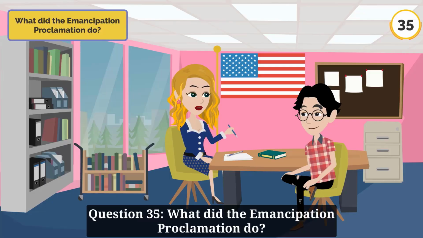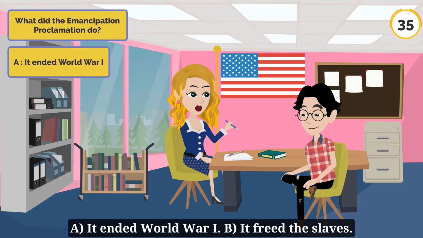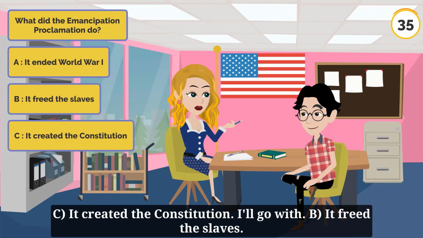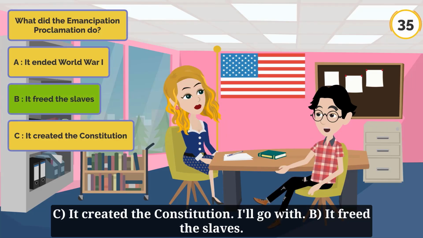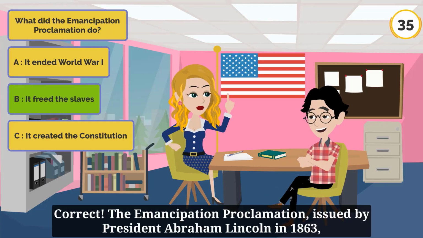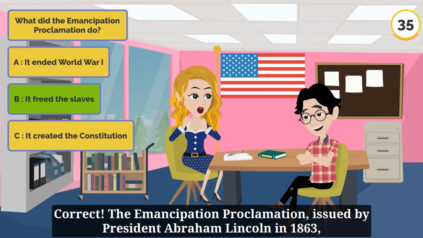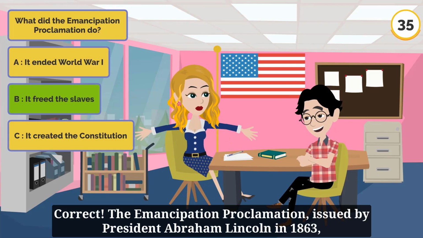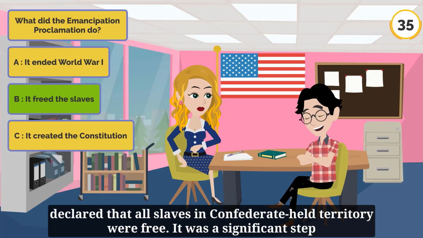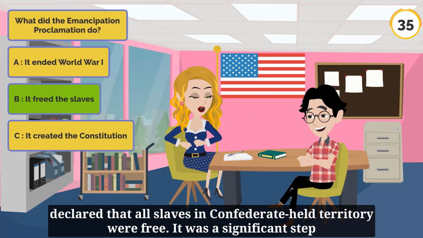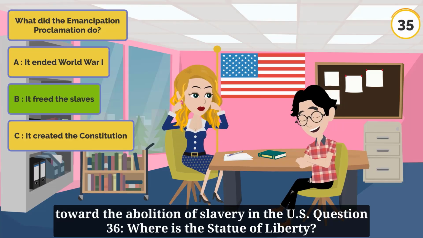Question 35. What did the Emancipation Proclamation do? A. It ended World War I. B. It freed the slaves. C. It created the Constitution. I'll go with B. It freed the slaves. Correct. The Emancipation Proclamation, issued by President Abraham Lincoln in 1863, declared that all slaves in Confederate-held territory were free. It was a significant step toward the abolition of slavery in the U.S.